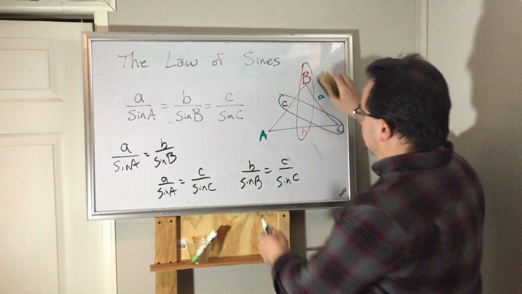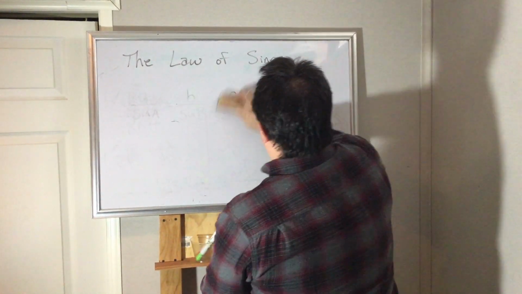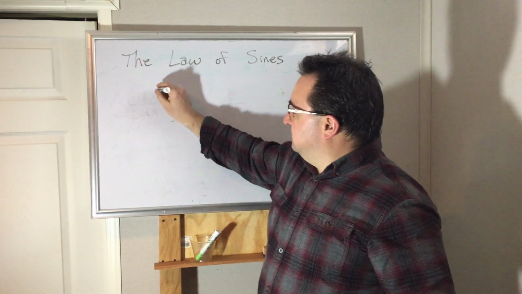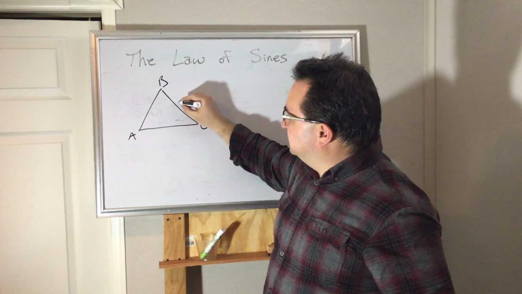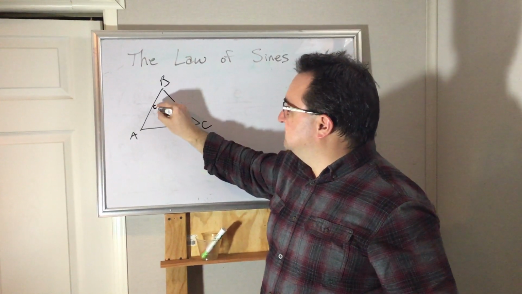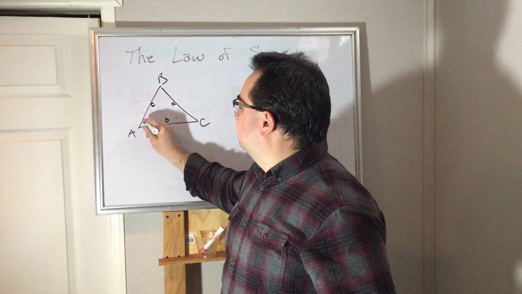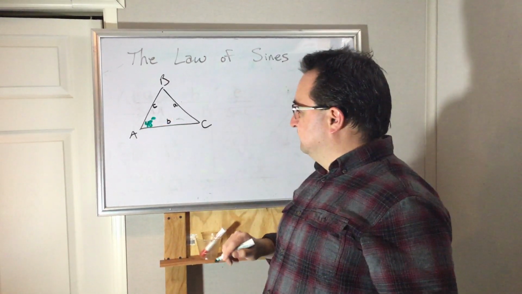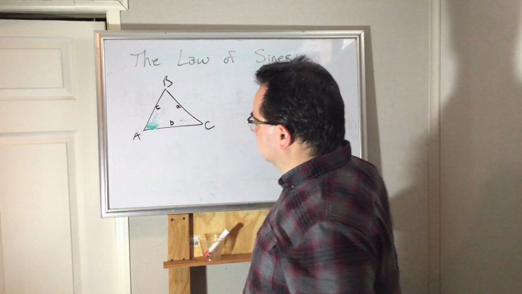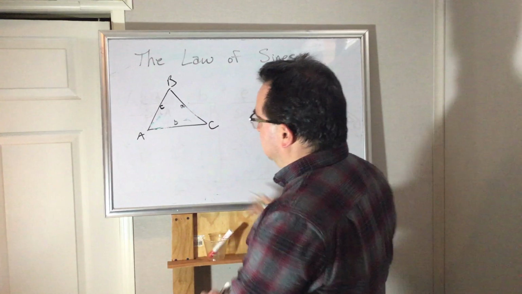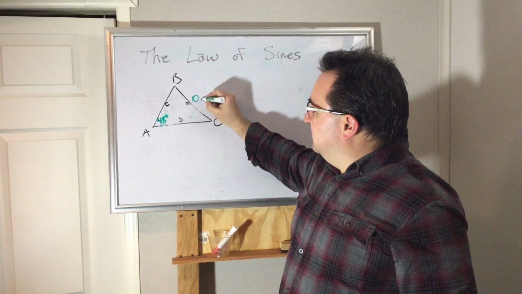All right, so give me a second to erase. So let's say we have a triangle, and we'll call it ABC. Then this would be side A, side B, and side C. Now suppose I tell you some information about this triangle. Let's say I tell you this is a 48-degree angle. That's a 48. And let's say this is 10 inches.